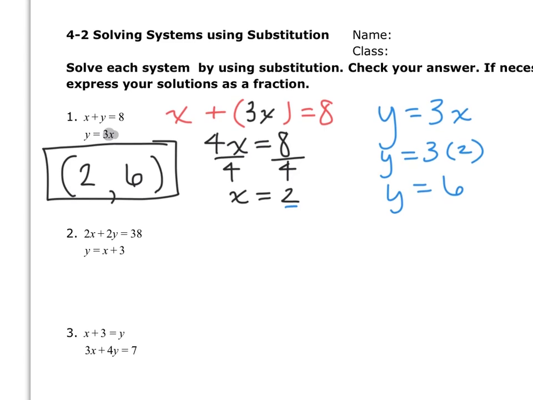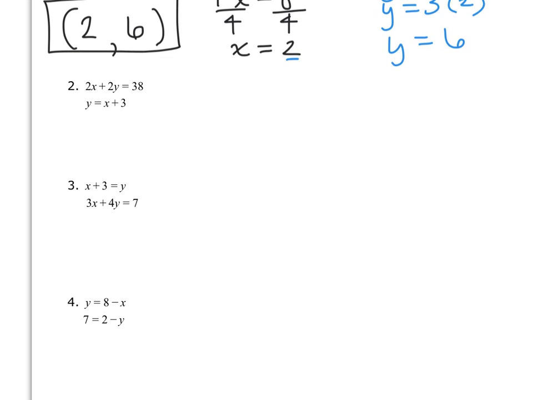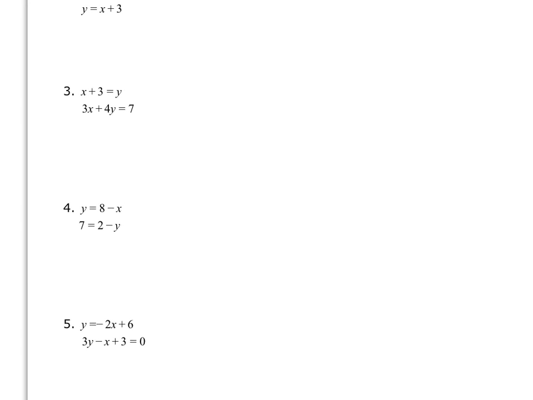All right, I want you to solve number 2. Let's take a look at number 3. Number 3 says x plus 3 equals y, and 3x plus 4y equals 7.